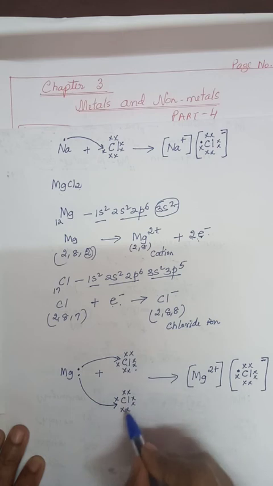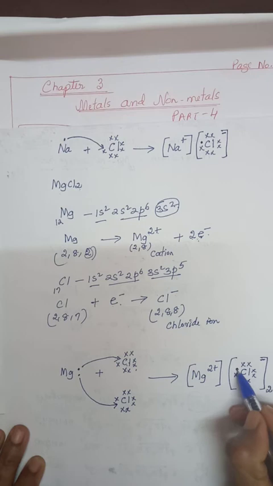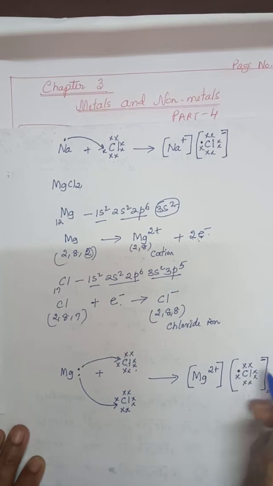How many chlorine atoms are here? 2. So, you have to write 2 here. MgCl2. Don't confuse. This is 1 chlorine atom. 1 chlorine atom receives 1 electron. Together there are 2 chlorine atoms.